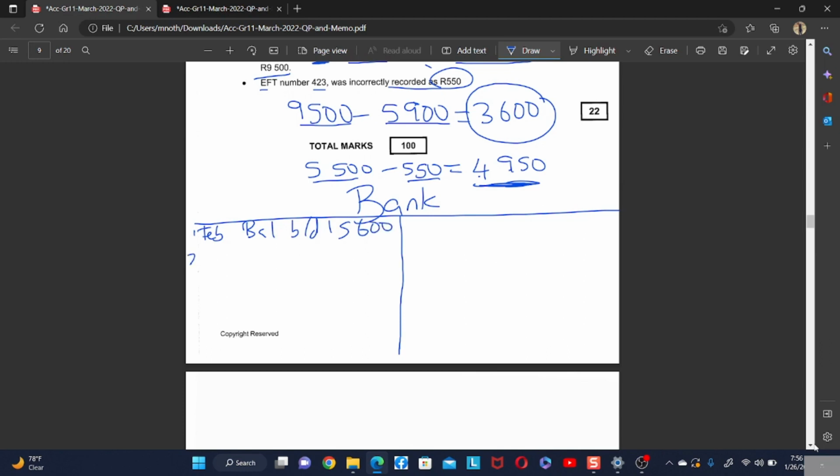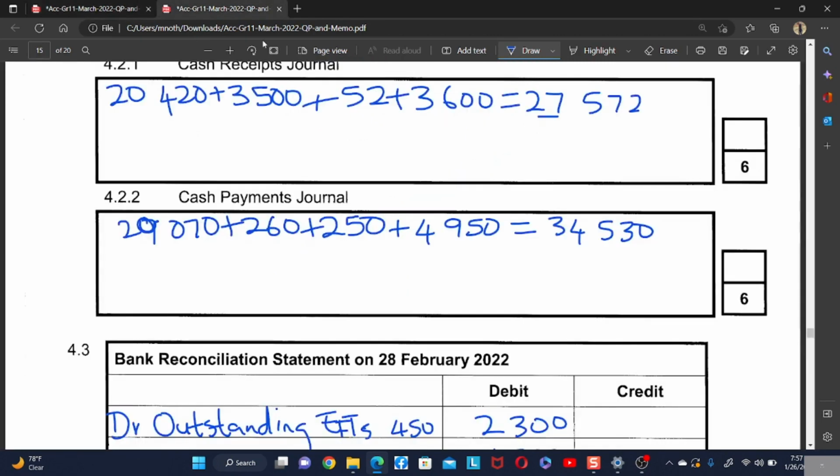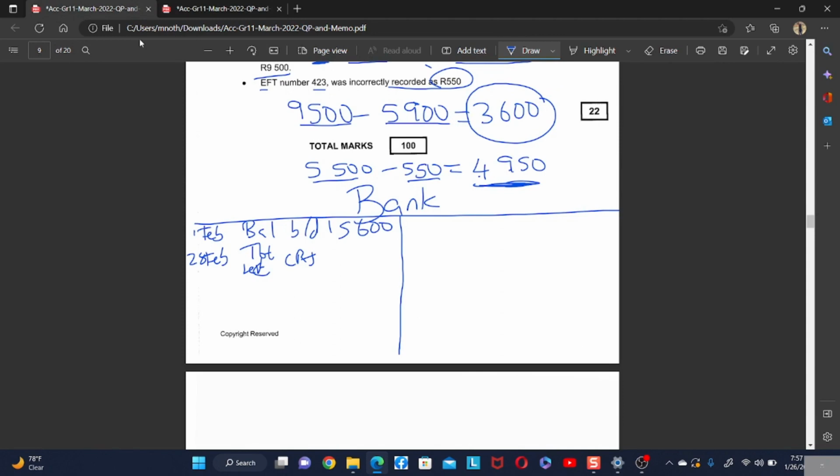Then it's going to be 28 February. On the debit side, you must also have the total receipts. Total receipts is the CRJ. So the total receipts are 27,572. Then on the credit side, you must have the total payments from the CPG. So they are 34,530.